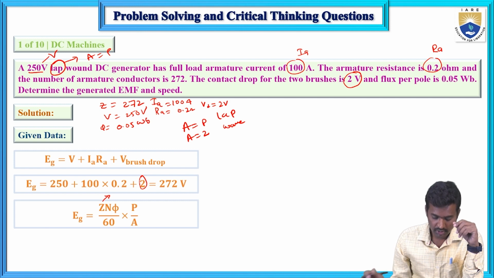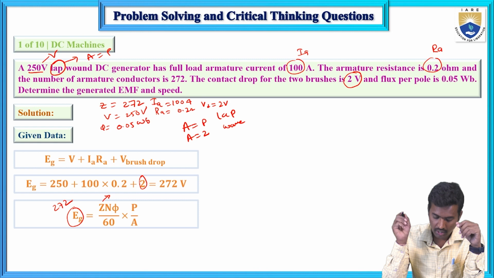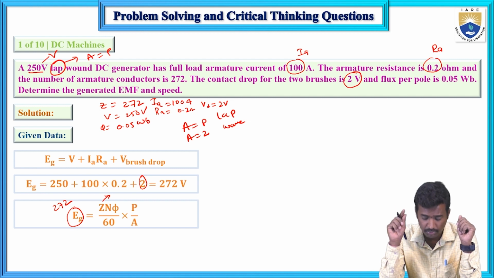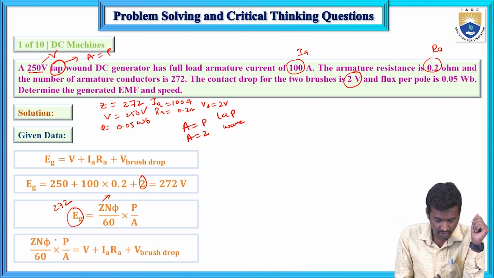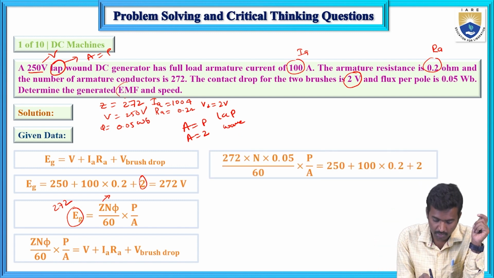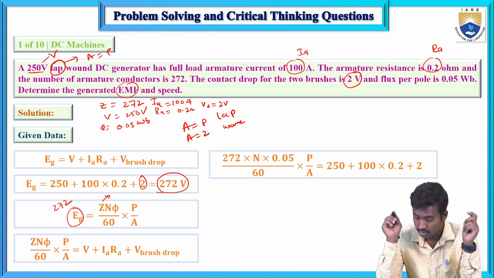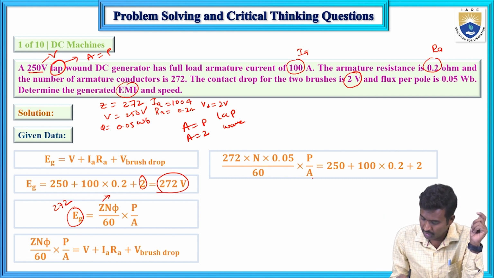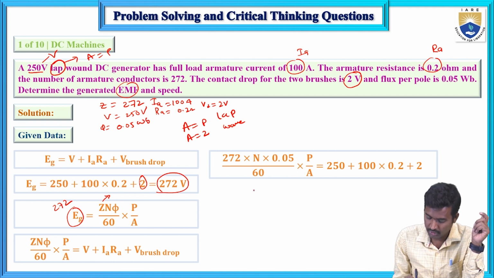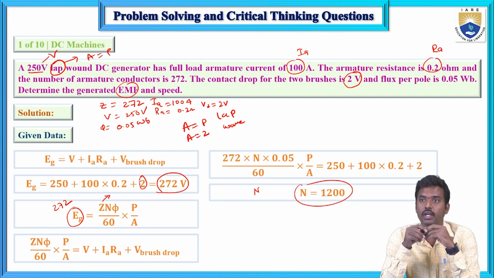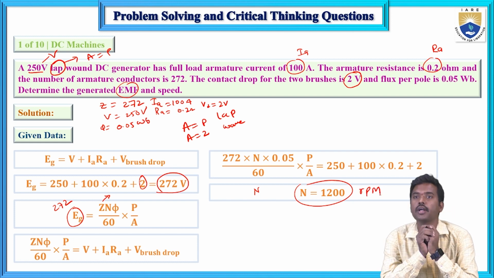Now substitute in this: Eg equals 270, which we determined from V plus IA RA plus brush drop, Z equals 272, flux equals 0.05, and A equals P. From this we know everything except N. If you calculate this, N equals 1200 RPM.